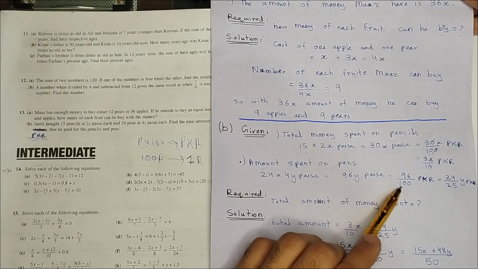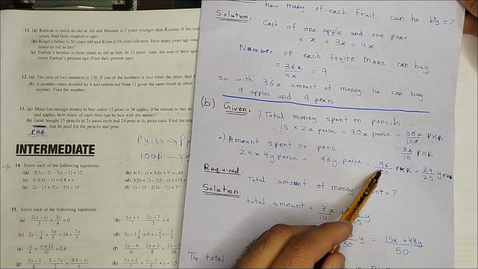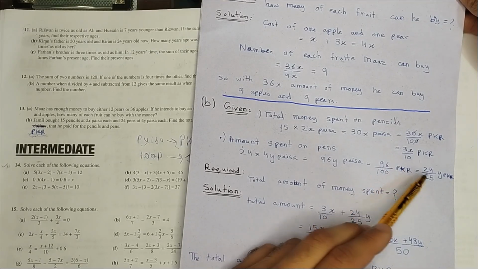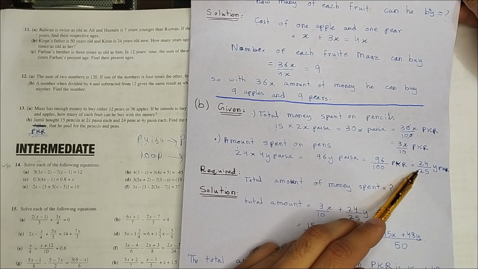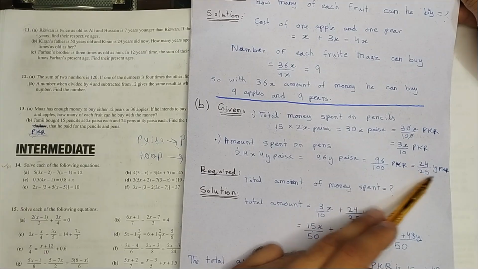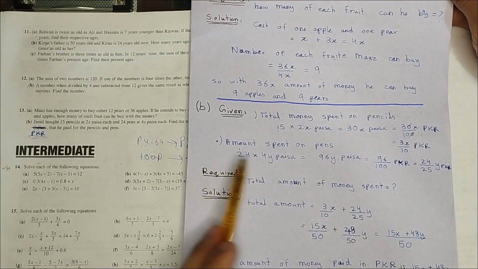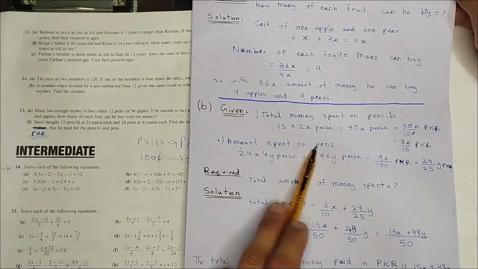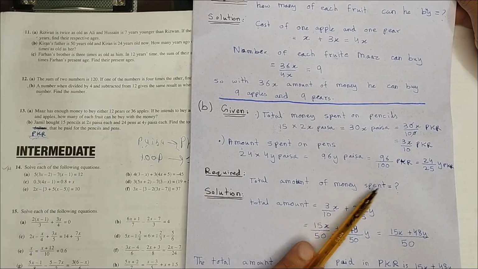96 divided by 100. We can leave it at that, but it's better to simplify it further. Simplified, it equals 24 divided by 25y PKR. This is the amount of money that he spent on buying all of the pens. What is required? The total amount of money spent.